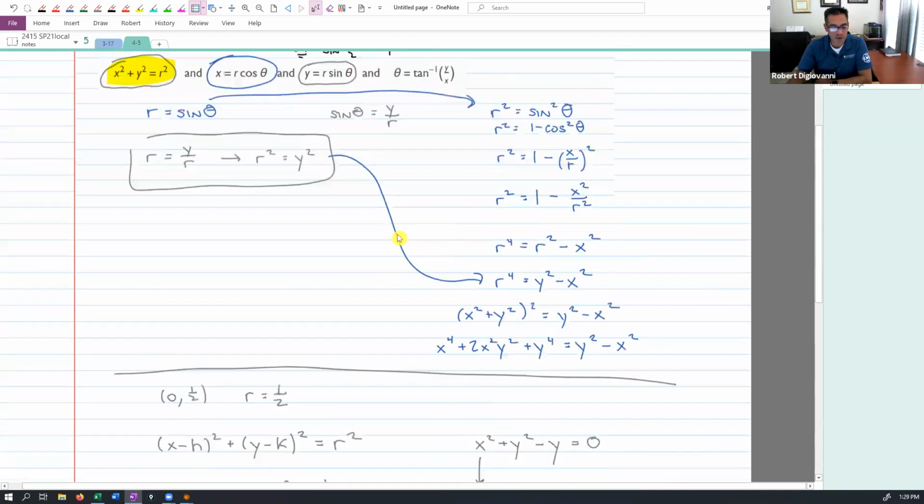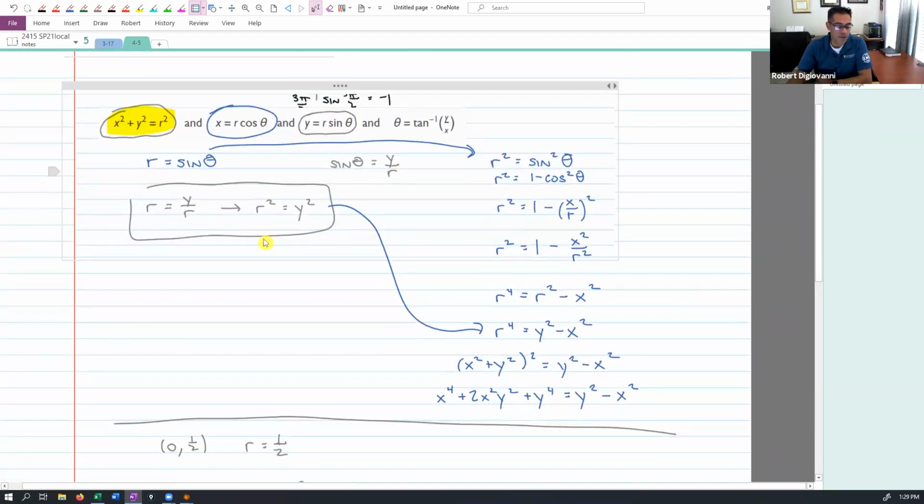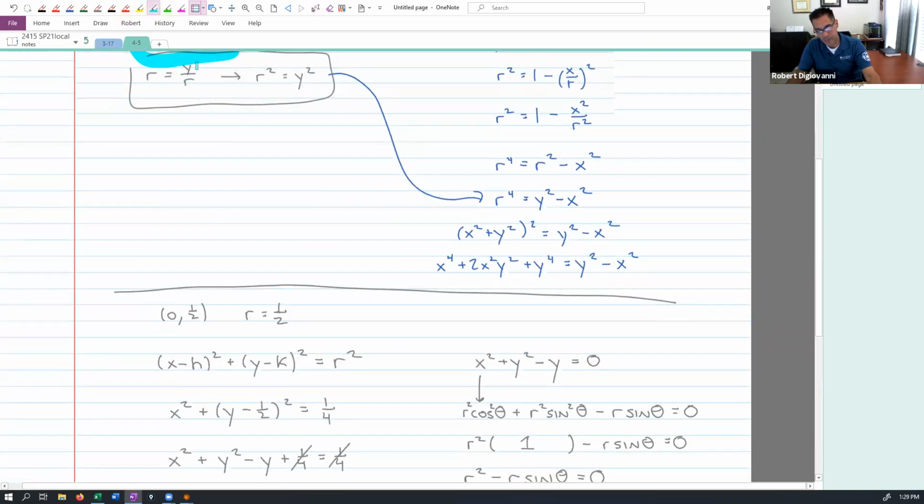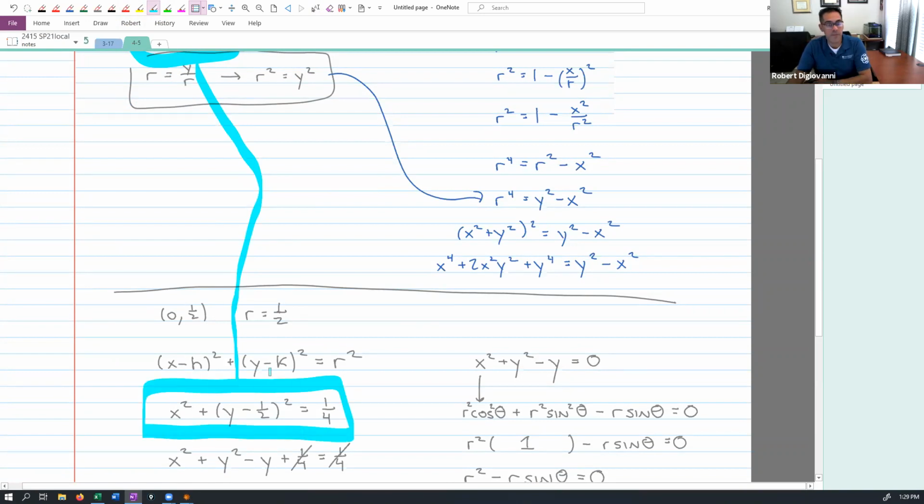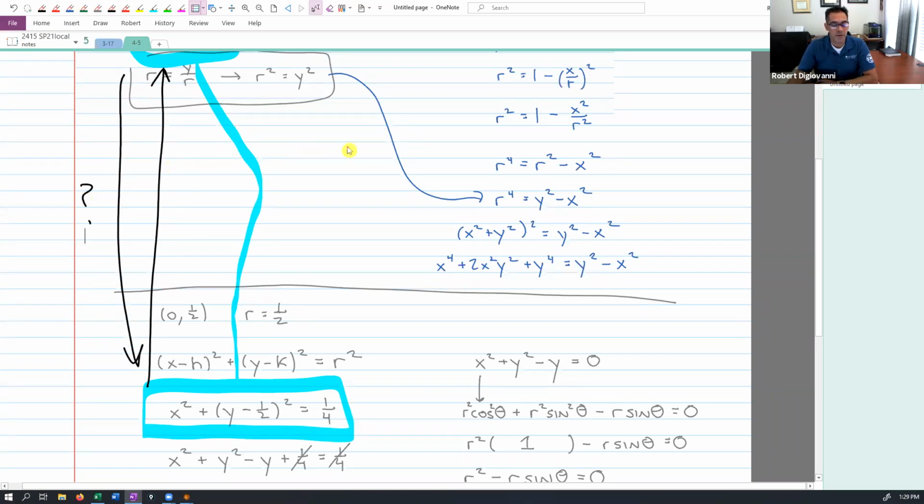So I'll leave it to you as a challenge to see if you can figure out a way to go from here to here. It can be done. You just got to pick the right algebraic path. I went the other way. I just showed you that that equals that. But here to here, that's an open question.